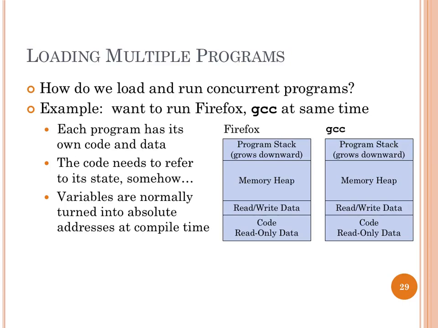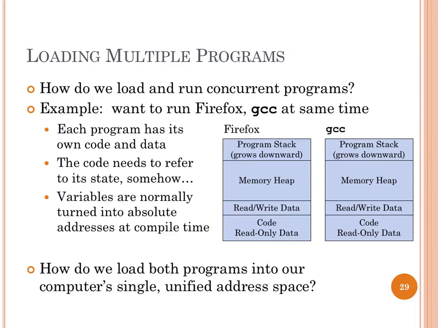Okay, so programs have their own code and data. Notice Firefox has to have a stack. GCC has to have a stack so that they can make function calls. They both have heaps for obvious reasons. Firefox needs to have space to store the cat video, and GCC needs to have space to store your program. And then you have your read-write data, which tends to be your globals. And then you have your code and read-only data. Okay? So the code needs to refer to its state.